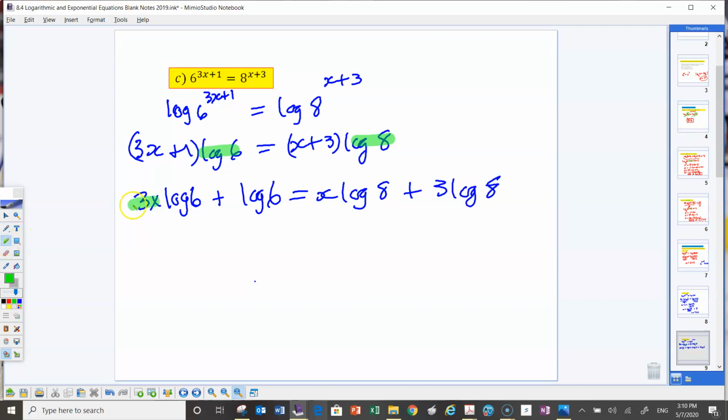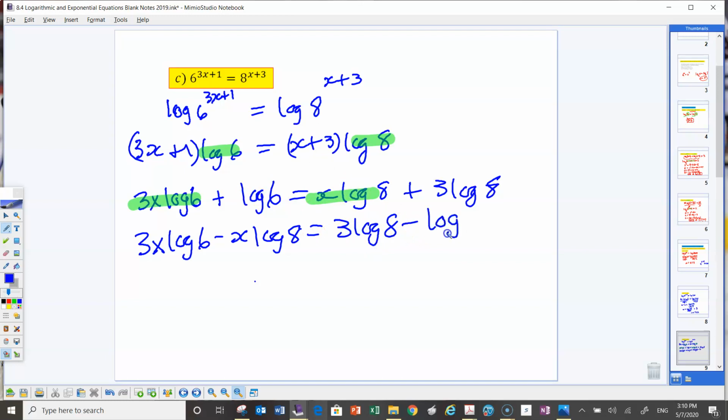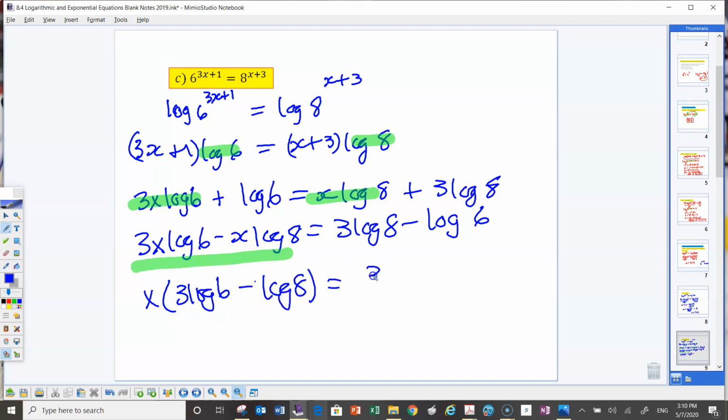Now I'm going to gather all the terms with x's on one side and move the terms without x's to the other side. So I'm going to subtract the x log 8 to the left-hand side, and I'm going to subtract the log 6 to the other side. Now, my goal is to solve for x, so I have a common factor of x here. So I'm going to factor out an x.